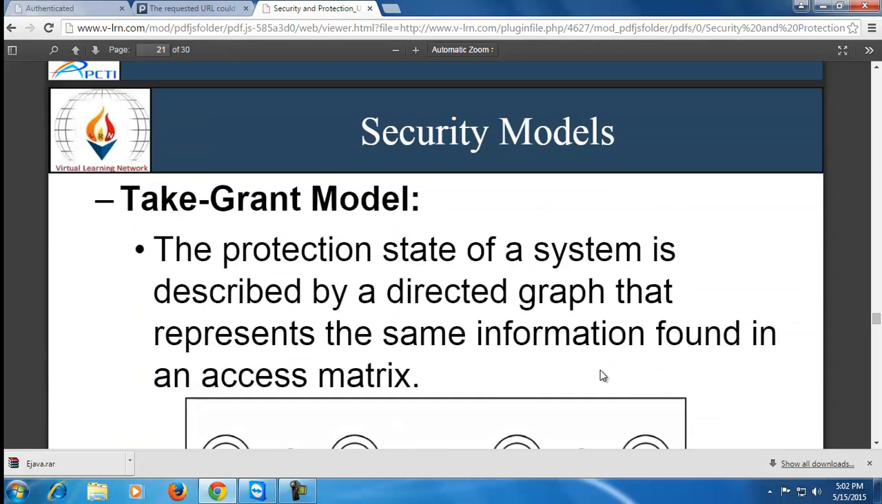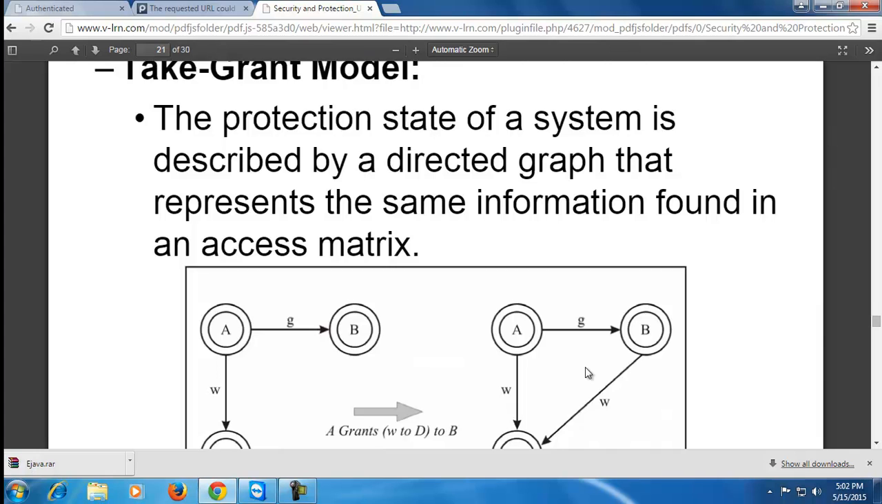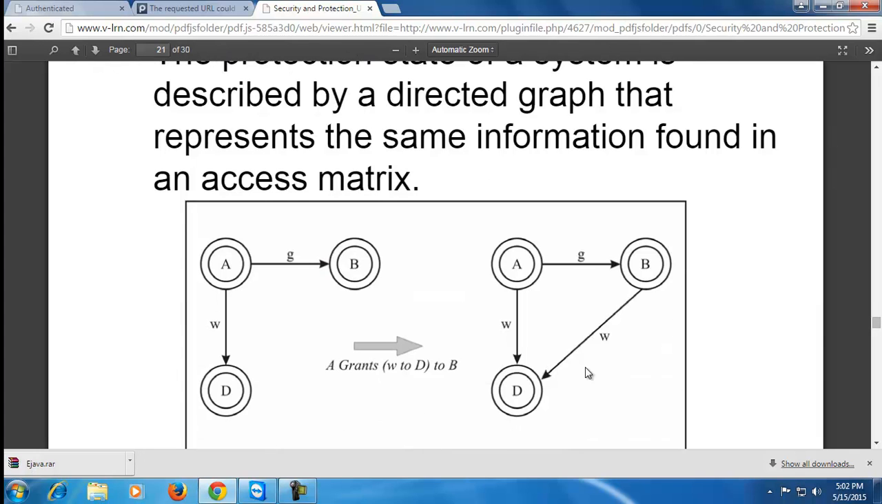Next one is the Take-Grant model, which represents how and to whom to allow access to a file, who has the rights to access that file, and which one can get access to that particular file. Take-Grant is used for accessing the content and then releasing access rights to that system.